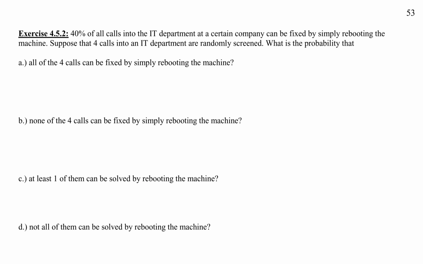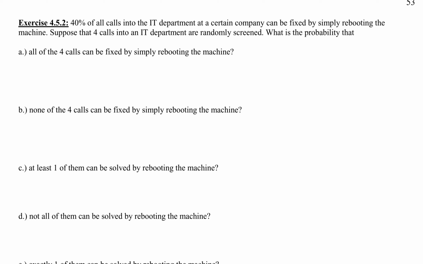All right, so let's see 2 more of these things. Maybe there's 3. So the next question says that 40% of all calls into an IT department are fixed by simply rebooting the machine. Suppose that 4 calls into an IT department are randomly screened. Find some probabilities. So again, we're taking 4 calls, randomly screening them.